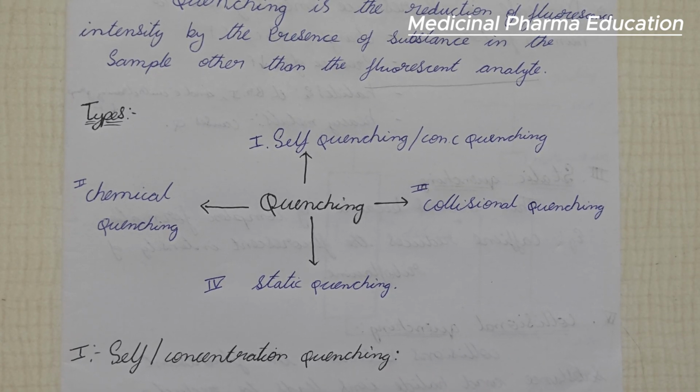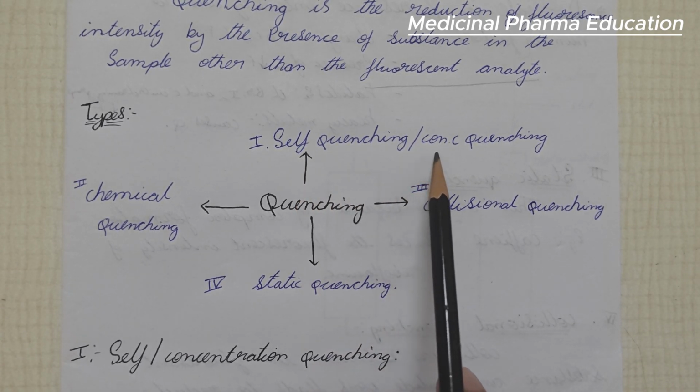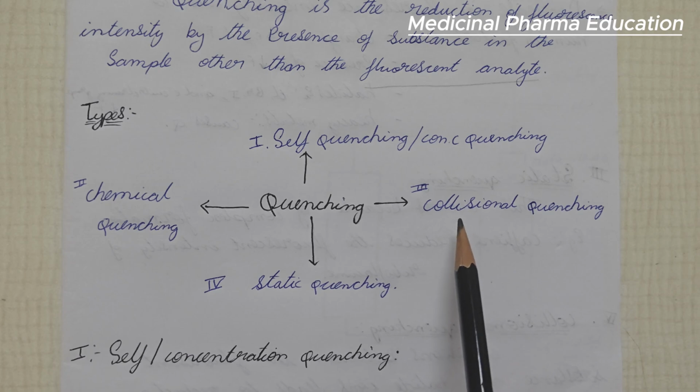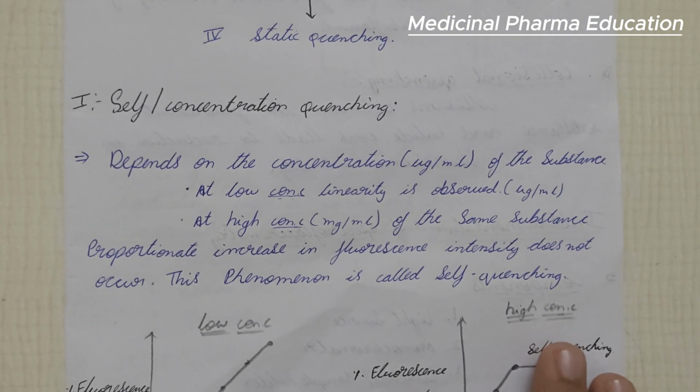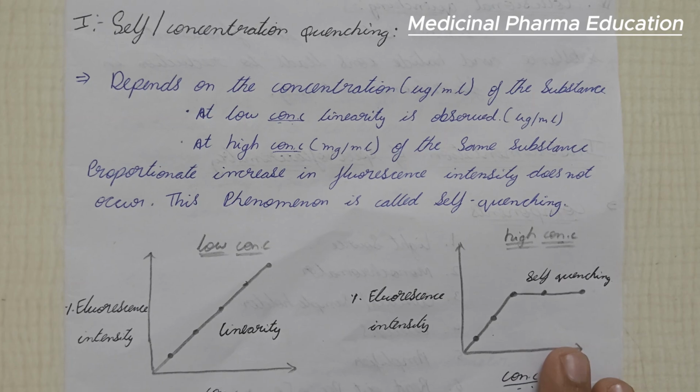Quenching is mainly divided into four types: self quenching or concentrated quenching, next is chemical quenching, collisional quenching, and static quenching. These are the four types by which the fluorescence of the substance is decreased. Okay, firstly self or concentrated quenching.